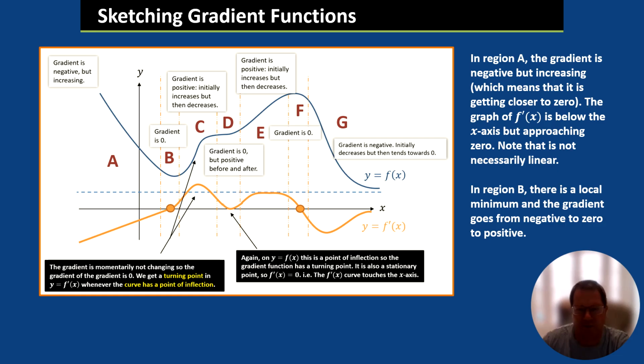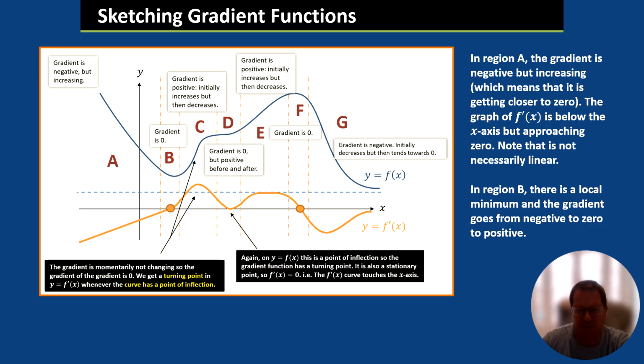So here's an example with several features. Going from left to right, we have regions A to G. In region A, the gradient is negative, but it is increasing, which means it's getting closer to zero. The graph of f dash x is below the x-axis, but approaching zero. Note that it's not necessarily linear.